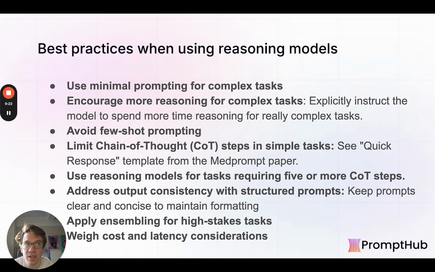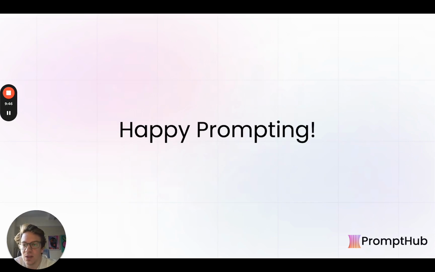If the reasoning is 5 or more steps, using an O1 model makes sense. There is some formatting and output consistency to keep in mind with the O1 reasoning models. You can try ensembling. It could be costly, but we did see that it actually did increase performance, and then keep cost and latency in mind as well. And so, just under 10 minutes here.